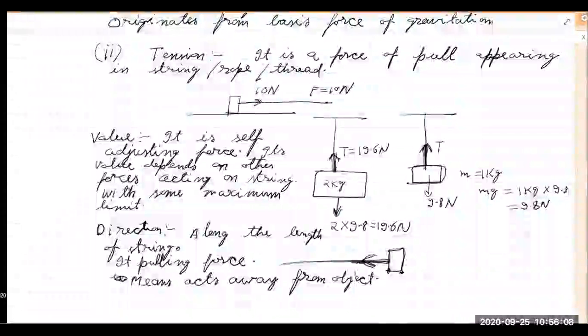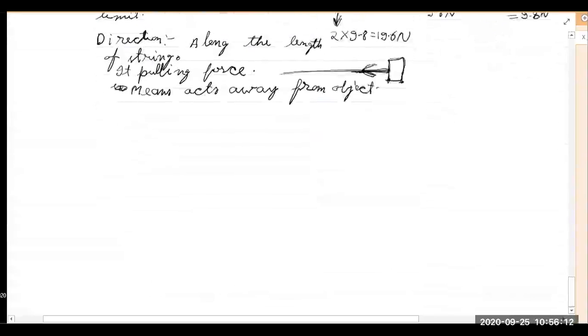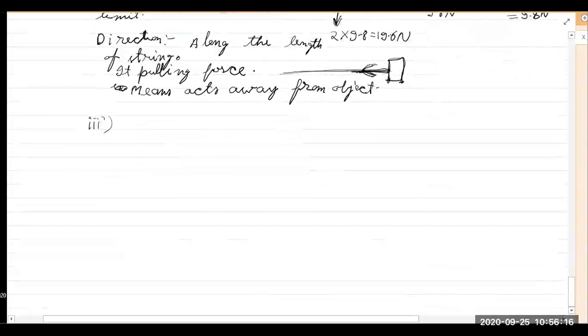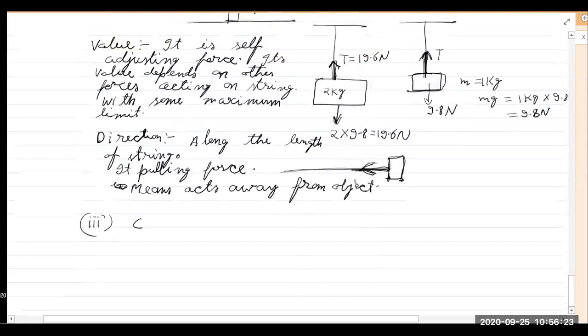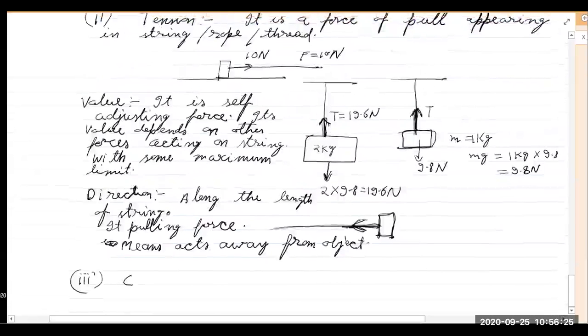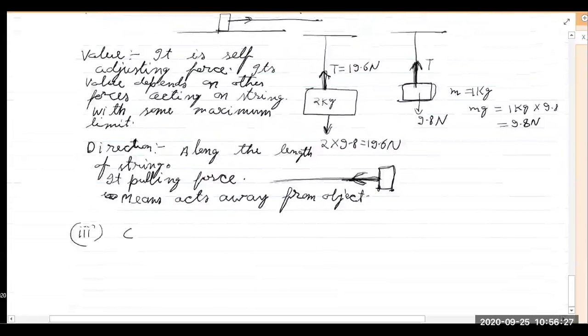Okay, next one we are going to see is contact force. So contact force are of two types. So next force which we will see is tension. Tension arises from which basic kind of force? It arises from electromagnetic.